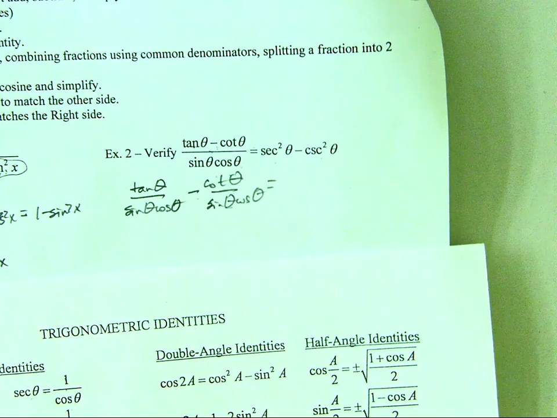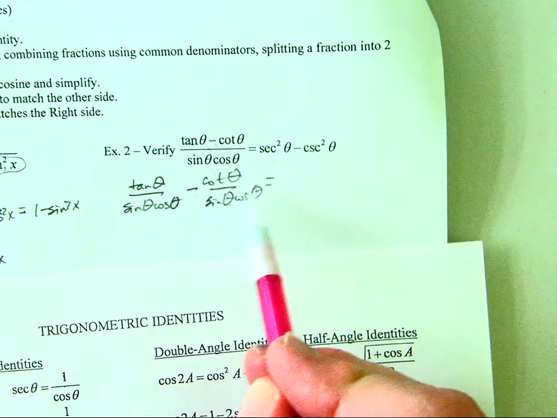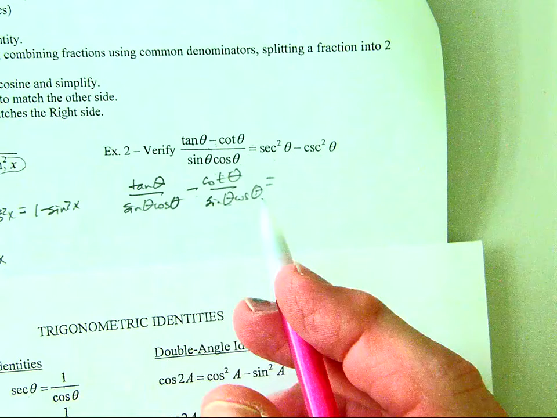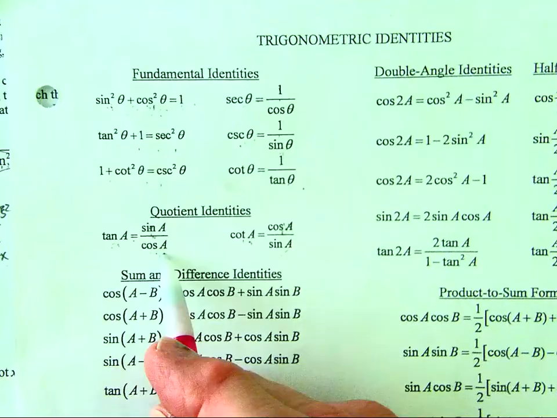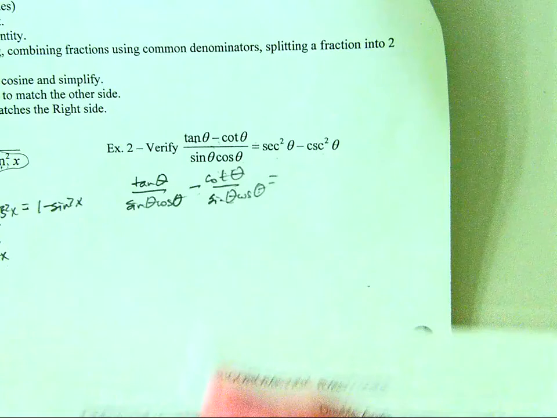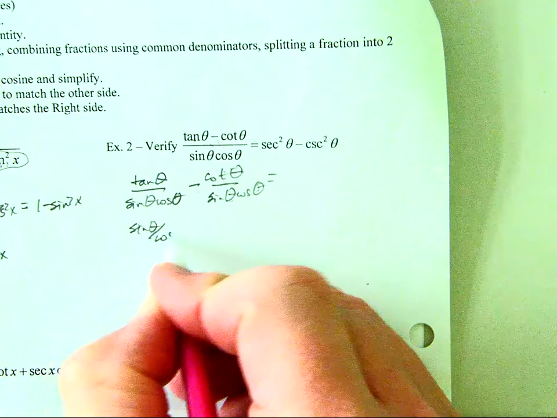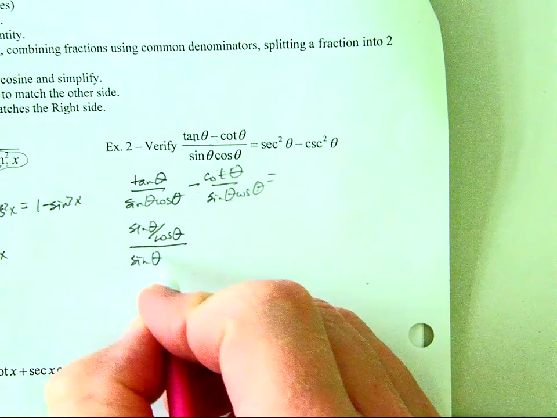Okay? Now, when I look at that, I see sine, cosine, and I see tangent and cotangent. Let's change everything to sine and cosine. We know our quotient identities. We know tangent equals sine over cosine. Let's change that tangent right there to sine over cosine. So on the top of that fraction, we have sine over cosine, and the bottom is still sine theta cosine theta.